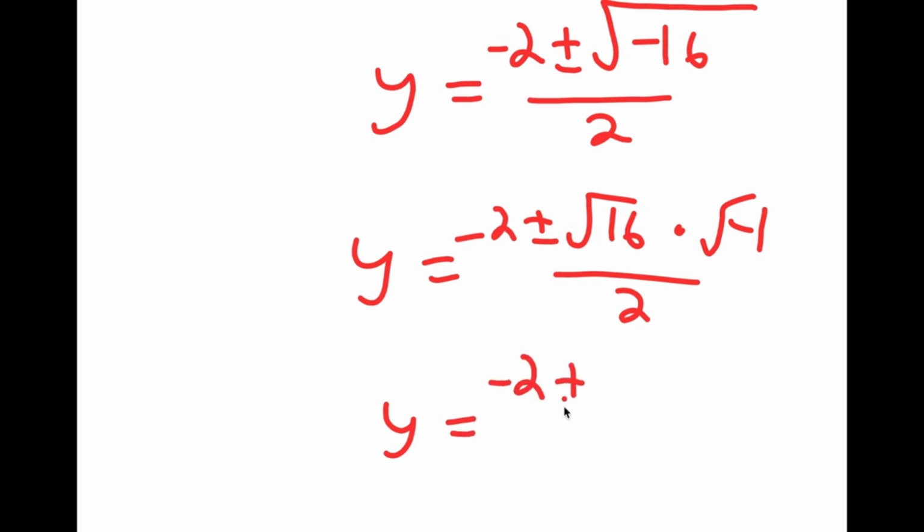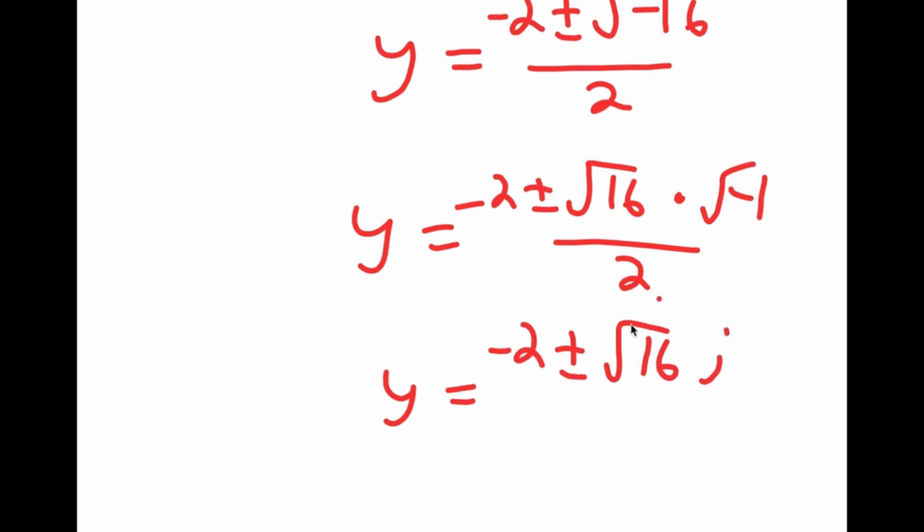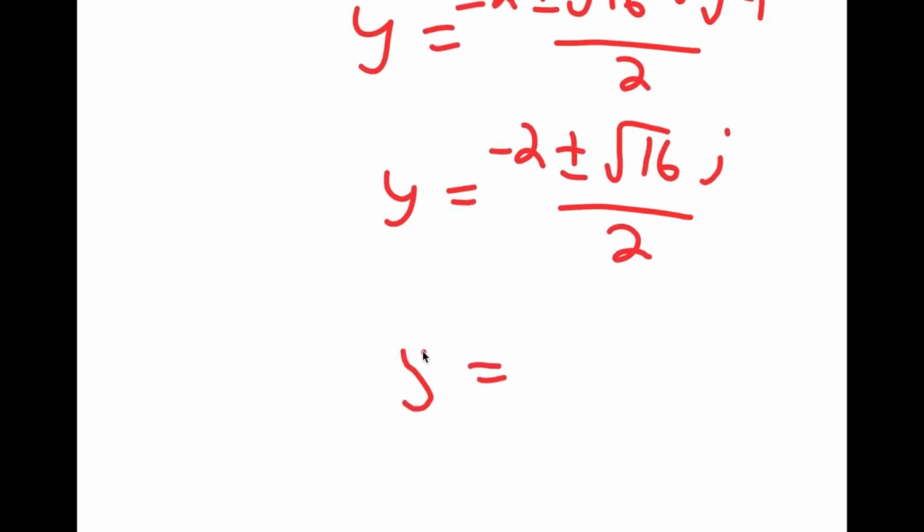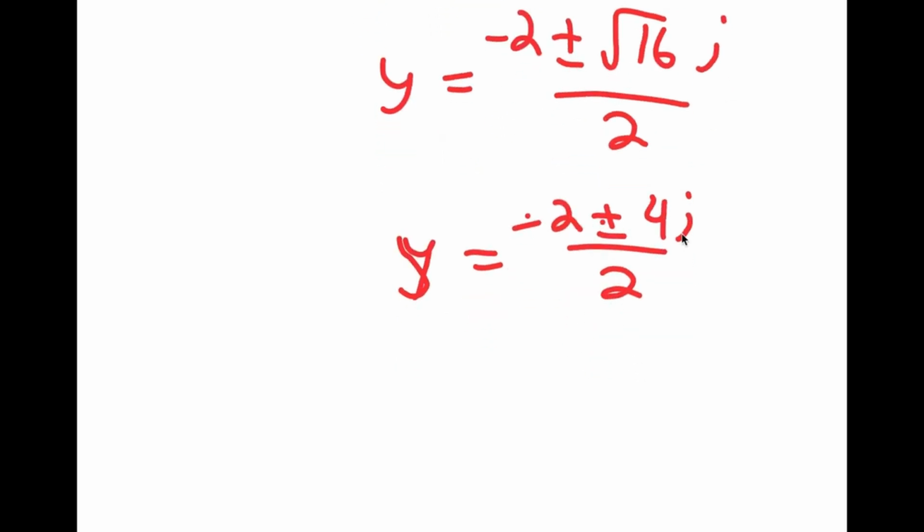And this is equal to negative 2 plus or minus the square root of 16 times i, because the square root of negative 1 is equal to i. And the square root of 16, that's equal to 4. So I get y is equal to negative 2 plus or minus 4i over 2. Now if I divide 2 with both these terms, I get y equals negative 1 plus or minus 2i.